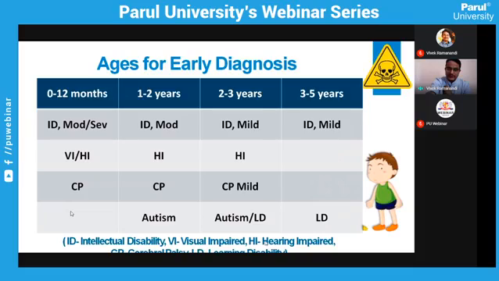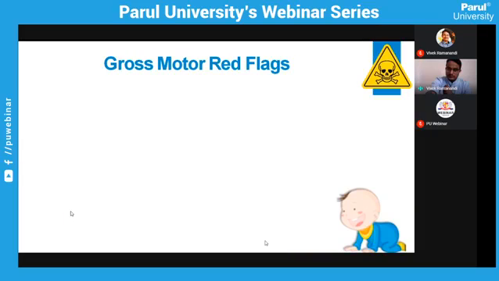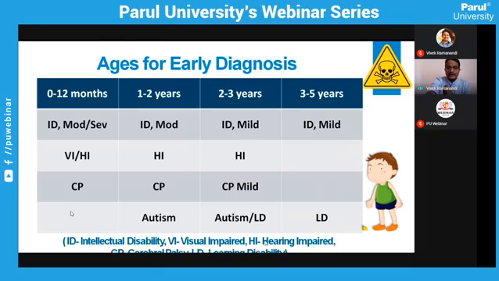So this is relevant because we cannot expect to know if there is a learning disability in a 1 or 2 year old child, because he or she is not getting involved in such kinds of learning activities where we can judge.